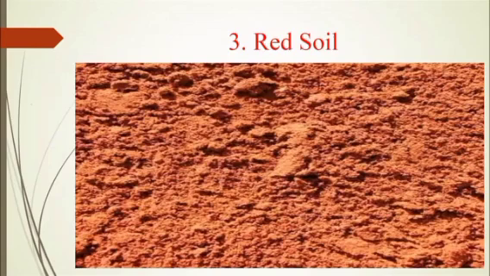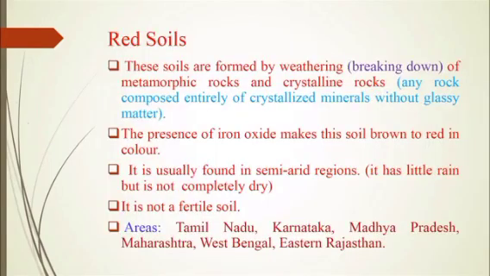Next, we are going to learn about red soil. Here we can see the picture of red soil. These soils are formed by weathering of metamorphic rocks and crystalline rocks. Weathering means breaking down of metamorphic rocks and crystalline rocks. So, what is meant by crystalline rock? Any rock composed entirely of crystallized minerals without glassy matter.